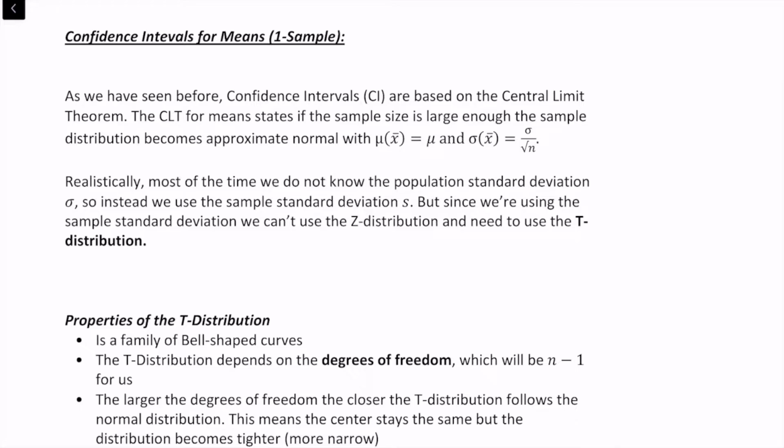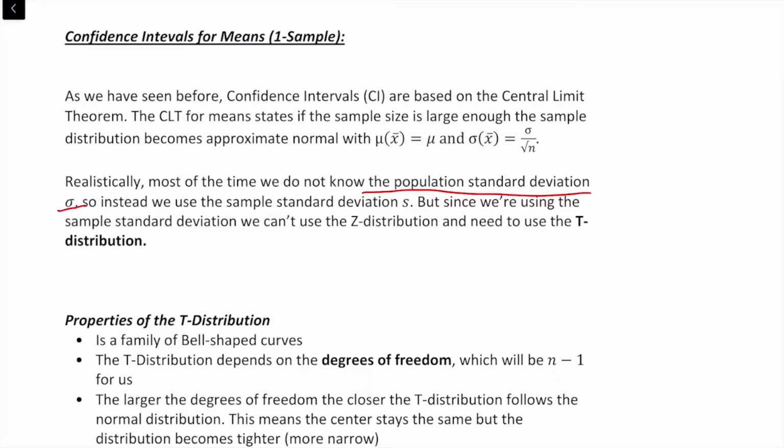But the central limit theorem for means states that if the sample size is large enough, the sampling distribution becomes approximately normal, with the mean equaling the population mean, and the standard deviation of the sampling distribution is sigma, the population standard deviation, divided by the square root of n. However, we have a little bit of a problem here, folks. In most applications, the population standard deviation is unknown. Most of the time we do not know sigma.